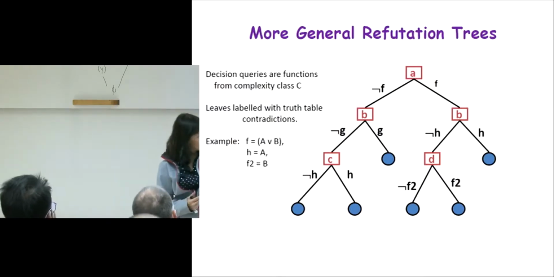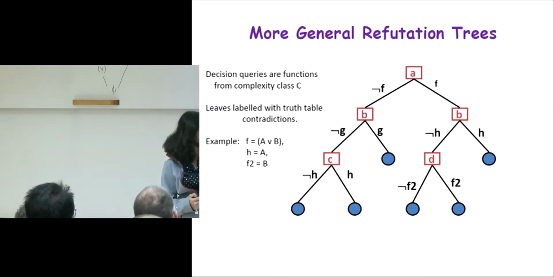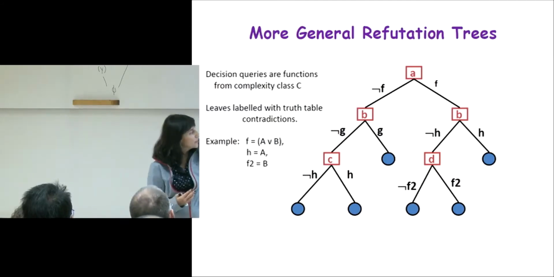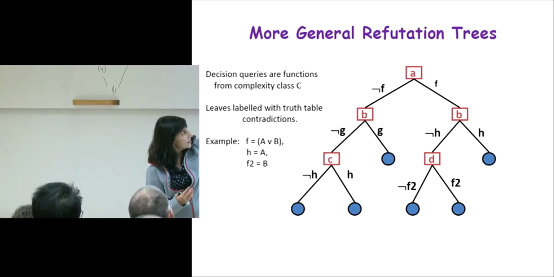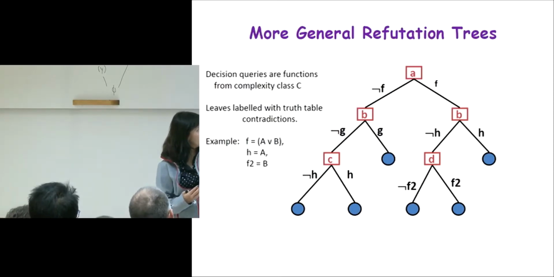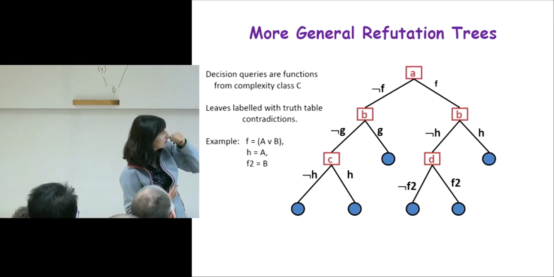And then now when am I allowed to quit? I'm allowed to quit at a leaf if all of these formulas on the path to here, plus the fact that all the clauses are supposed to be true, give me a truth table contradiction. So what does that mean? That means, for example, that I get to a place where I've asserted F is true, A or B, and say I've asserted that H is true, and this is not a good example.